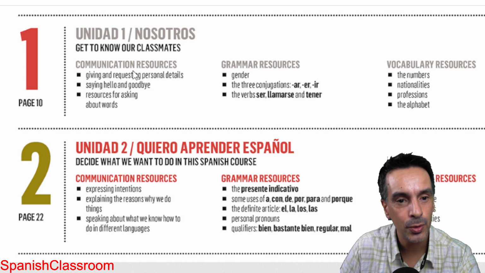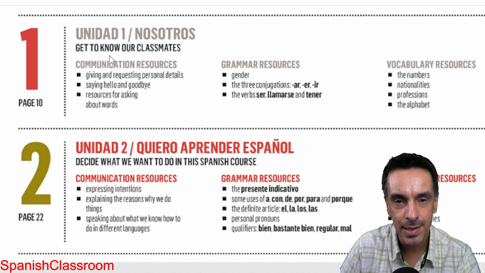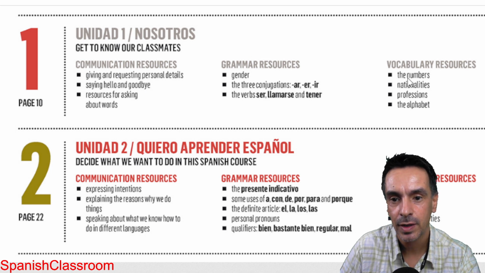So I was telling you, unidad 1, nosotros, we, right? Unit 1 is in Spanish, so it's telling you about us, nosotros. But then in English, it's going to explain to you what you are going to get. Get to know our classmates, right? And then we have 3 special sections here. We have communication resources, grammar resources, and vocabulary resources. This is what you are going to get.